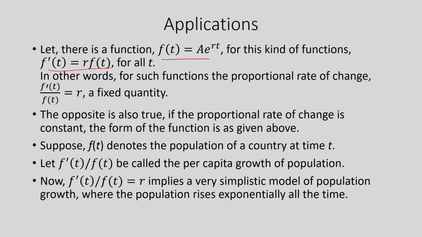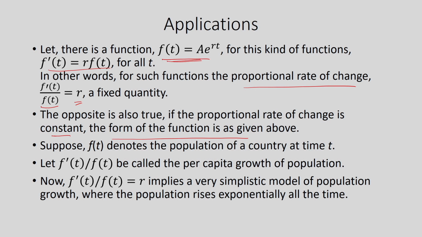In other words, for such functions the proportional rate of change, that is f dash of t divided by f of t, is equal to r, and r is a constant as we know. So it is a fixed quantity; for these functions the proportional rate of change is constant. And the opposite is also correct: if the proportional rate of change of a variable is constant, then the form of the function is this particular form.